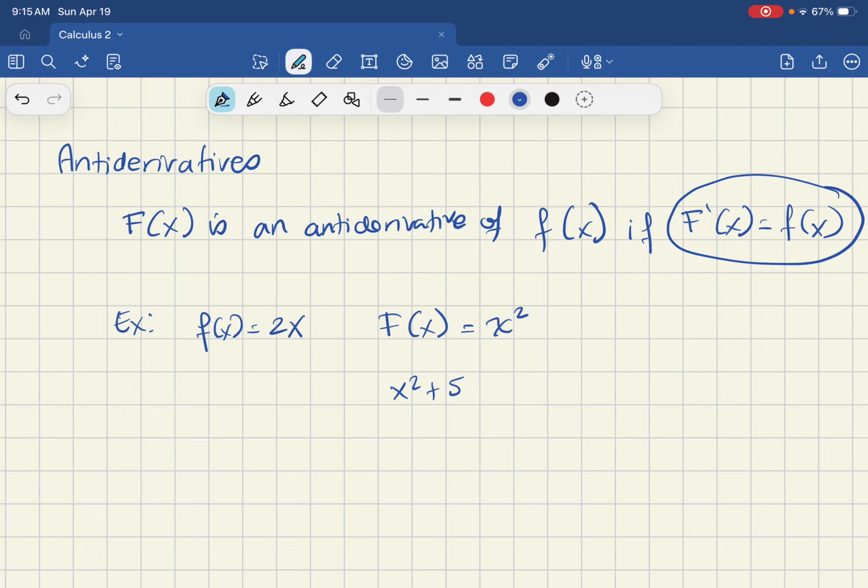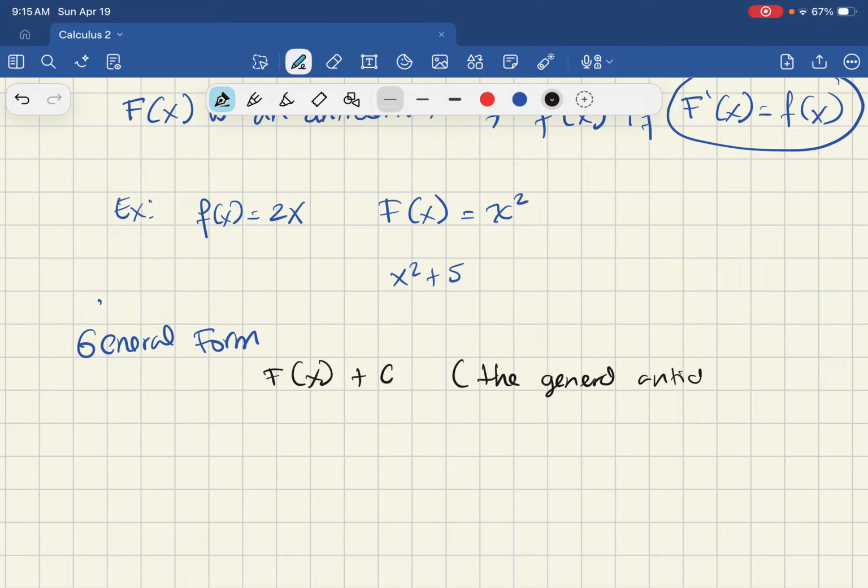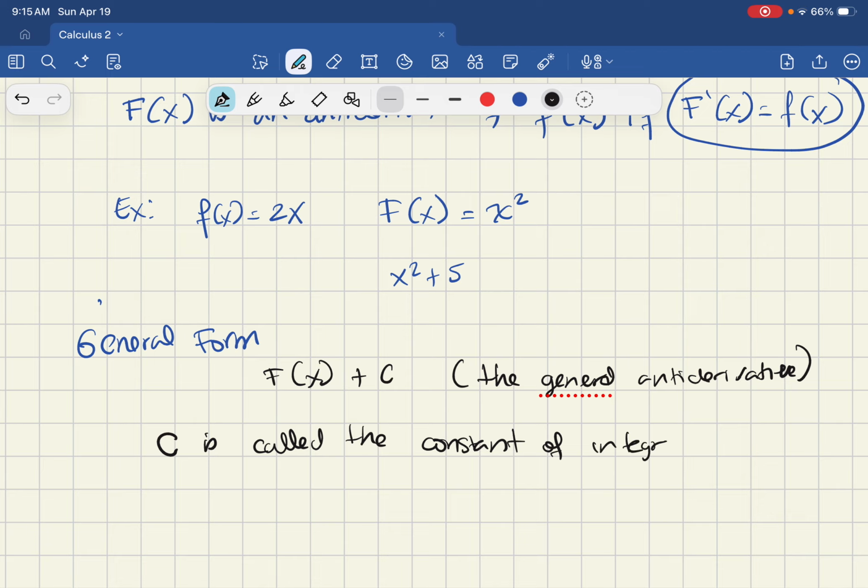Because the constants disappear when you differentiate, we'll say the general form is F(x) plus C. So this is the general antiderivative, where C is called the constant of integration.